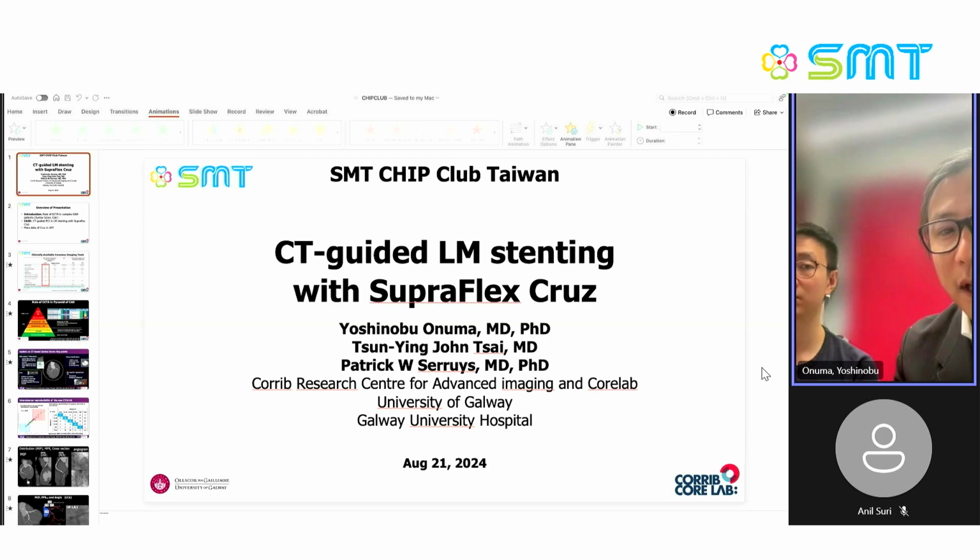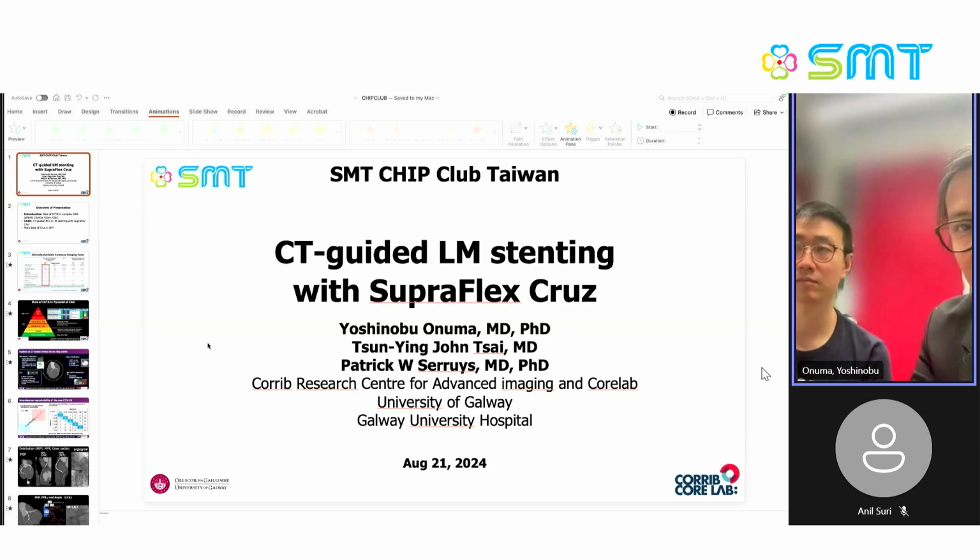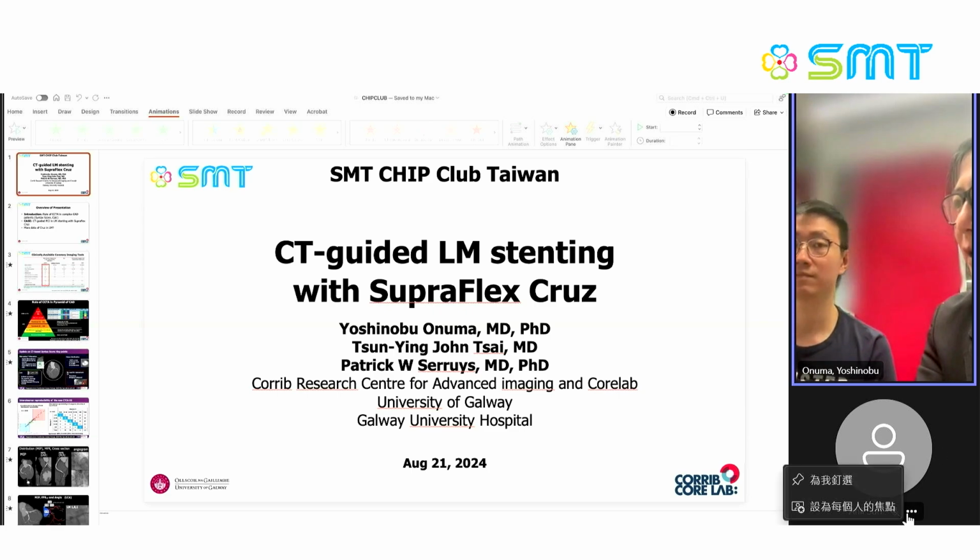Very good. In Ireland, we have a research center where we have international fellows, such as Tsunin Tsai here, and he was really helping also with this presentation. Not only that, he's very much involved in the new studies performed in this core lab and research center. He's originally from Taipei Veterans Hospital, and he's doing a great job here. So I just want to introduce my colleague John here.